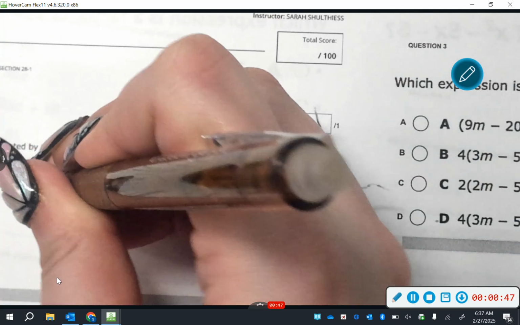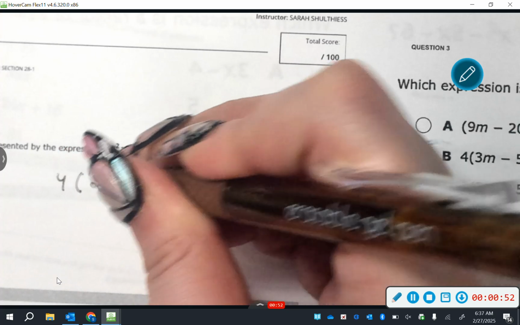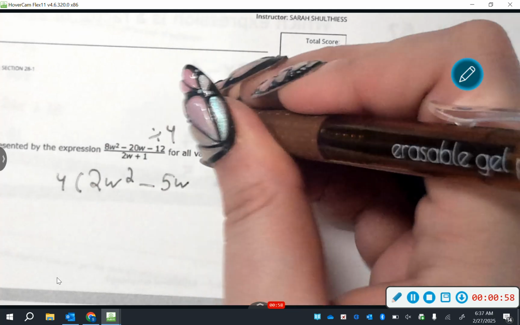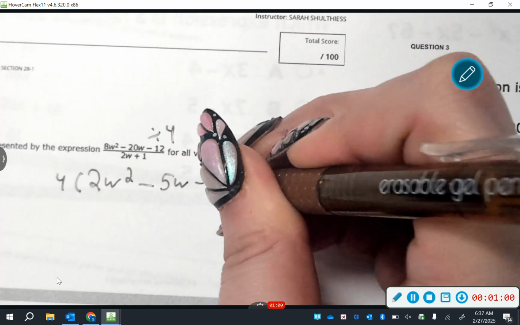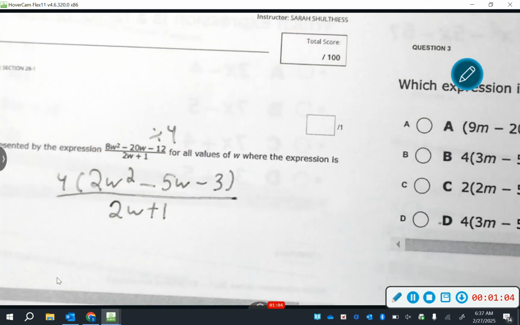So I'm going to put here 4 parentheses. 8 divided by 4 is 2w squared, minus 20 divided by 4 is 5w. 12 divided by 4 is minus 3. All over 2w plus 1.